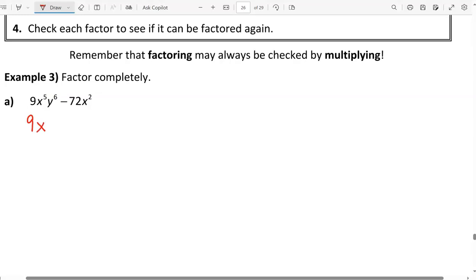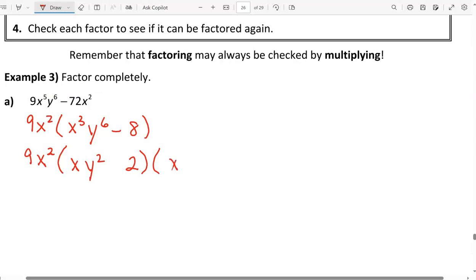So the greatest common factor is 9x squared, and that leaves us with x to the 3rd, y to the 6th, minus 8. What you'll notice is that the remaining factor is 2 terms, and it fits the difference of 2 cubes. Our first term is the cube of xy squared. Xy squared times xy squared times xy squared is x cubed y to the 6th. Our second term is the cube of 2. 2 cubed is 8. So now take the first term and square it.